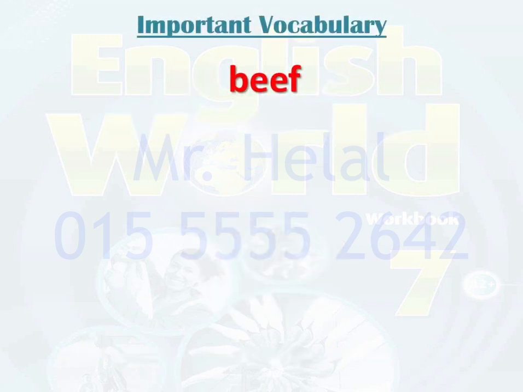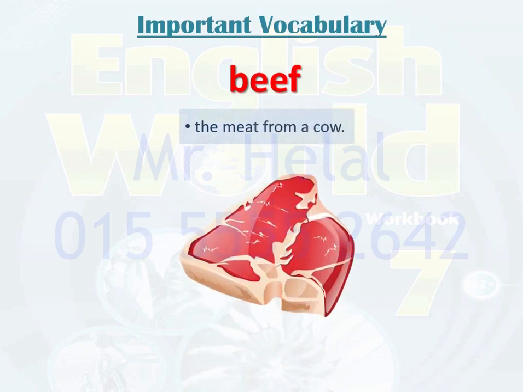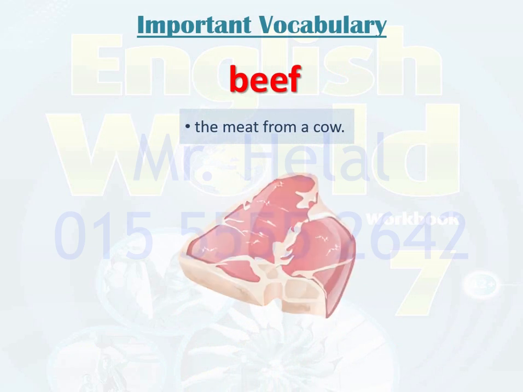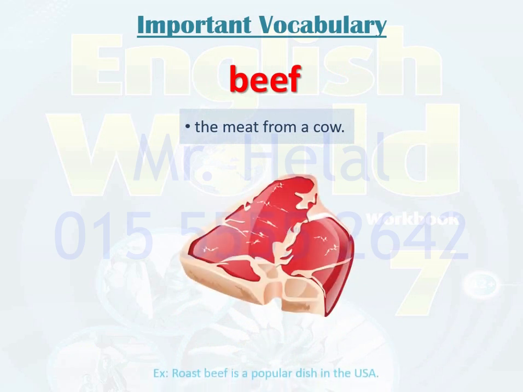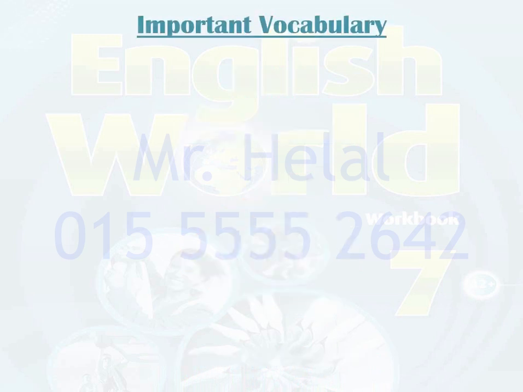Beef. Beef is the meat from a cow. البيف هو اللحم البقري. Example: Roast beef is a popular dish in the USA. يعني الروست بيف هو طبق محبوب أو طبق مشهور في الولايات المتحدة الأمريكية.